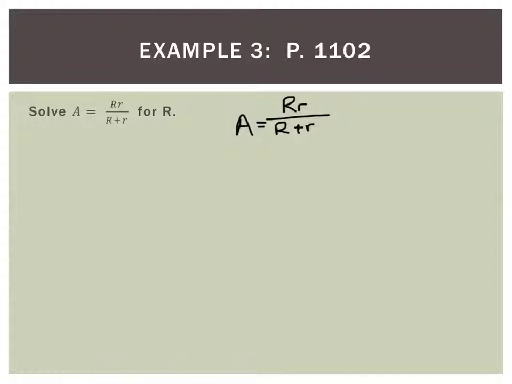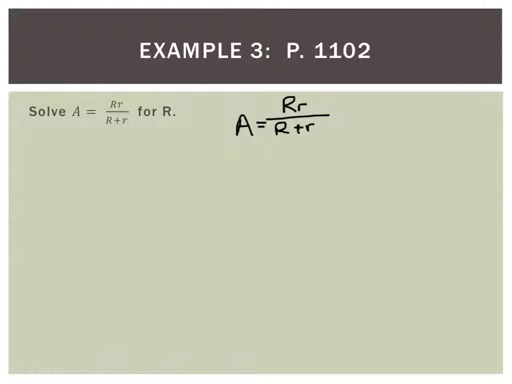Example 3 is going to be very similar. The only difference is we don't have any constants in this, so we already have it as a formula. It's still going to be a formula, it's just going to be R equals instead of A equals. And notice our variables are capital R and lowercase r, and those count as different variables.